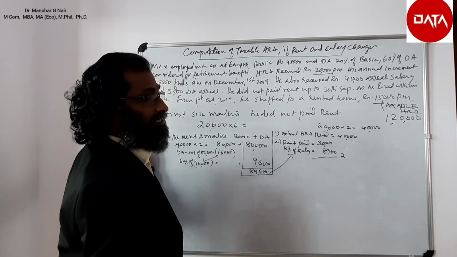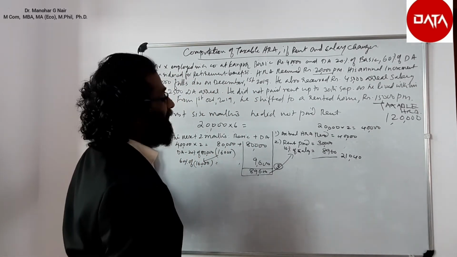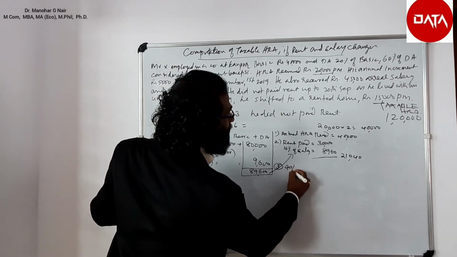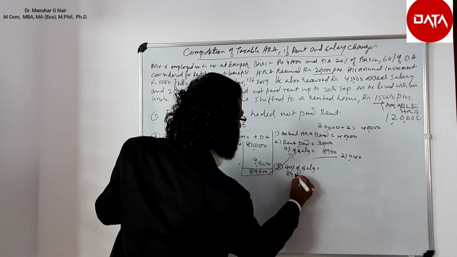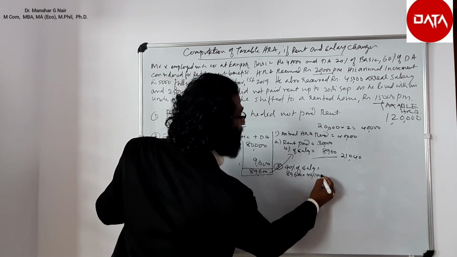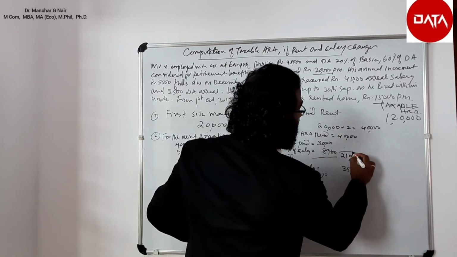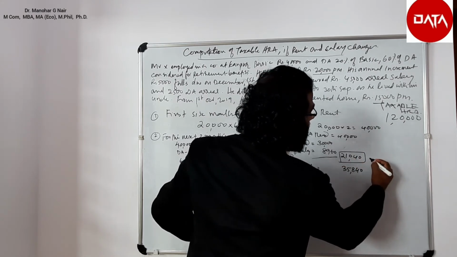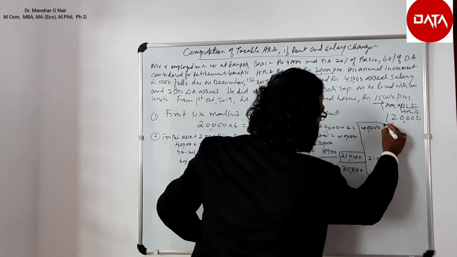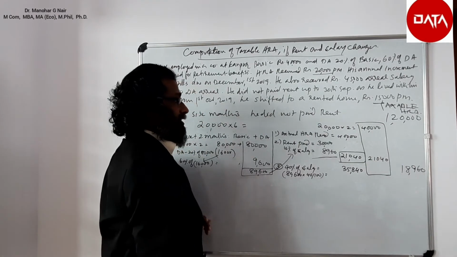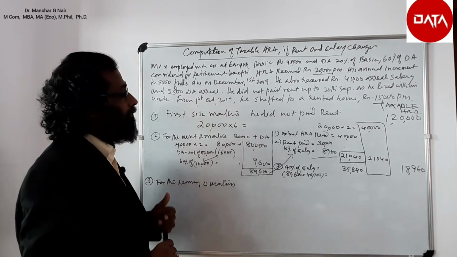10% of salary is equal to 8,960. So the second value is 21,040 rupees. And the third value is 40% of salary, that is 89,600 into 40 by 100, equal to 35,840. So the value exempted is the least, that is 21,040 rupees. So here the taxable portion is 18,960. This is for the remaining 4 months, that is December, January, February and March.